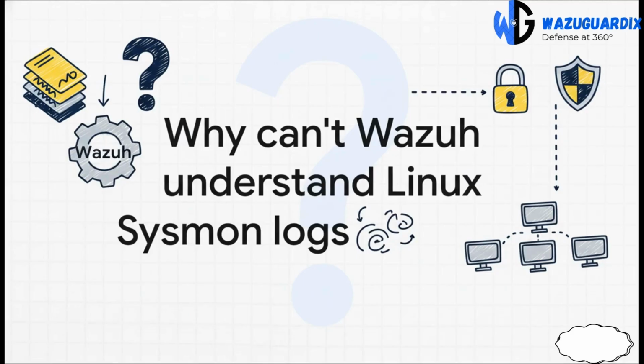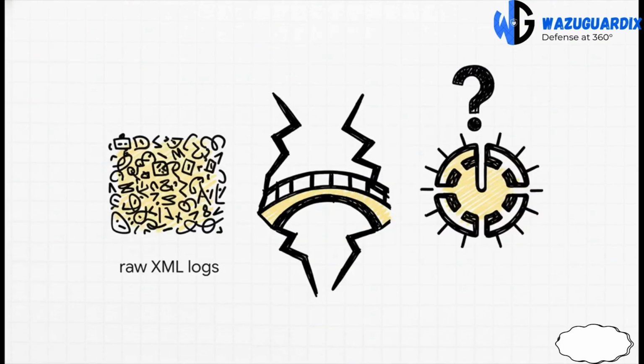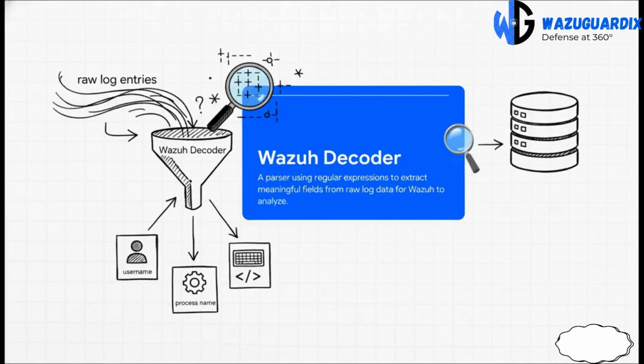So you're probably asking yourself, wait a second, I did everything right, I can see the logs being generated on the machine. Why can't Wazuh make sense of them? And that's a fantastic question. It gets to a really core concept of how all this stuff works. And the answer is actually pretty simple. It's a language barrier. The logs are being written in raw XML, but the Wazuh analysis engine is expecting neat structured fields. It needs a translator to bridge that gap. And in the world of Wazuh, that translator is called a decoder.